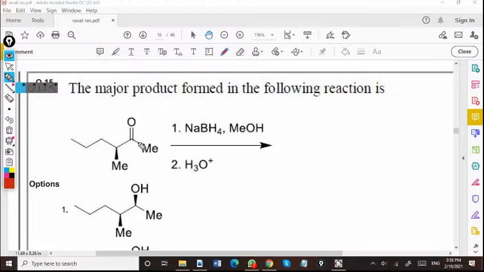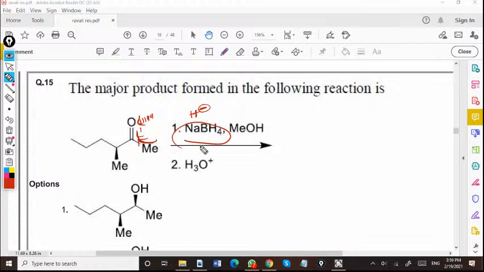Okay, so this is based on Cram's rule. With the attack of the nucleophile, as the nucleophile is a smaller one, H minus, hydrogen nucleophile is going to attack on the carbonyl. There would be two possible conditions. The carbonyl group is a planar one. Hydrogen can attack from the back side and can attack from the front side. So these two attacks may change the stereochemistry of the group which is going to form in the product.